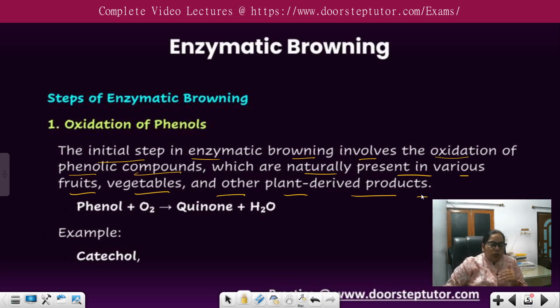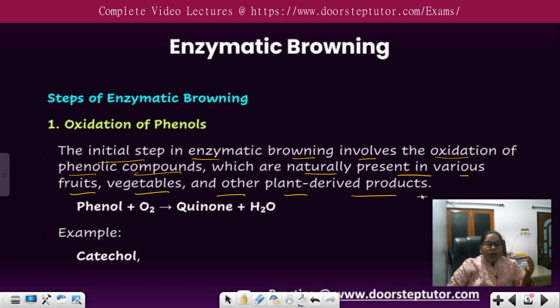When we talk about enzymatic browning, it means it takes place naturally. Naturally means the compounds are already present in the fruits and vegetables; we are not incorporating any compound into them. So the first step in enzymatic browning is the oxidation of phenolic compounds, which are naturally present in different types of fruits and vegetables, and some other plant-derived products.